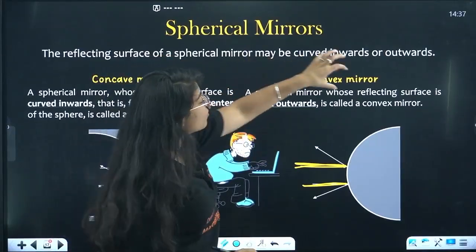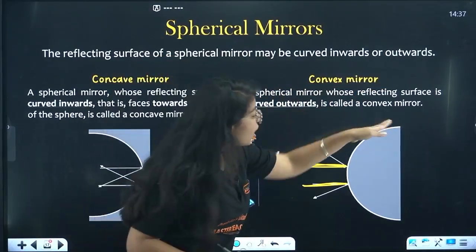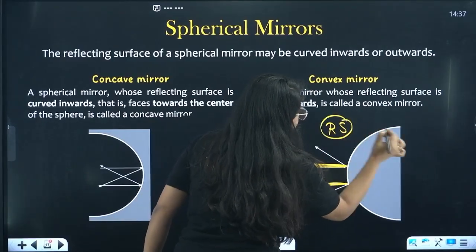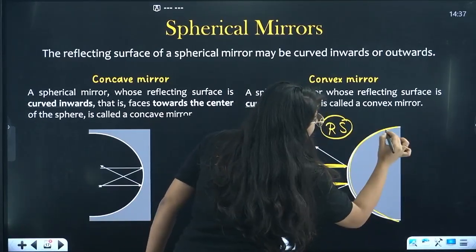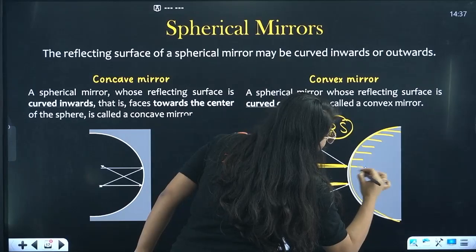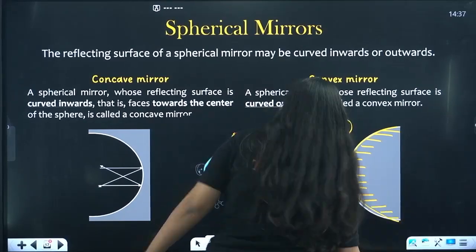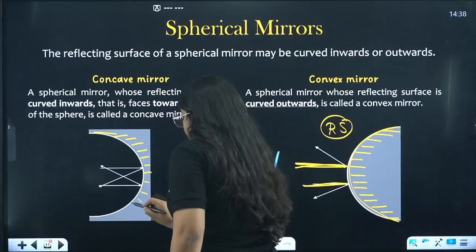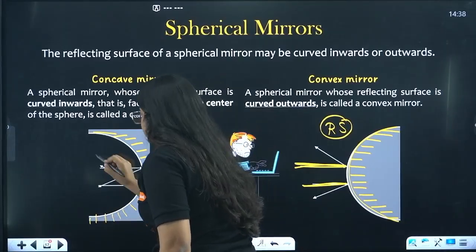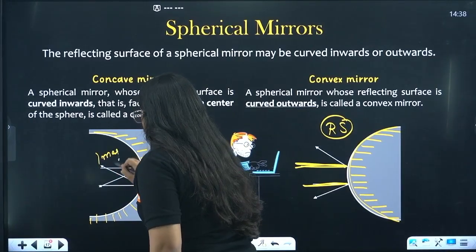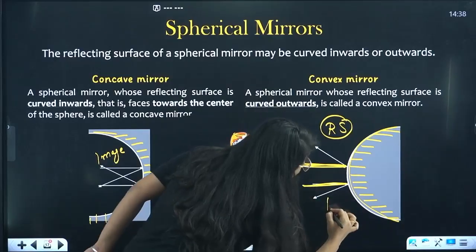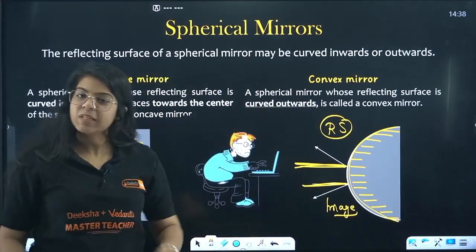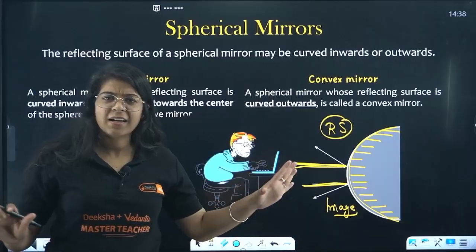A spherical mirror whose reflecting surface is curved outwards. So this whole surface is your reflecting surface, and here the outward part is polished, right? And this outward part is the part where the image will be formed. Understood? Clear? Everything clear, right?